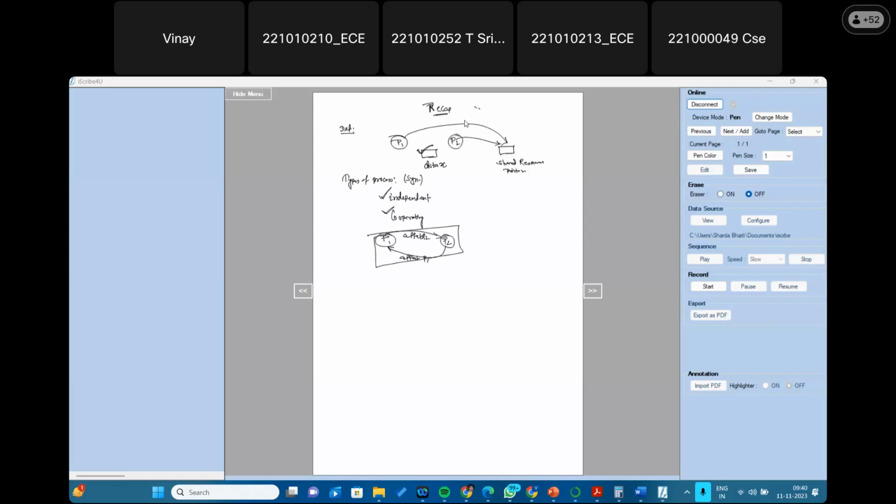Now, next we have studied why we need process synchronization. Please mute yourself. We have various reasons for which we need process synchronization. First, for the shared data, data must be consistent. So the first is data consistency.